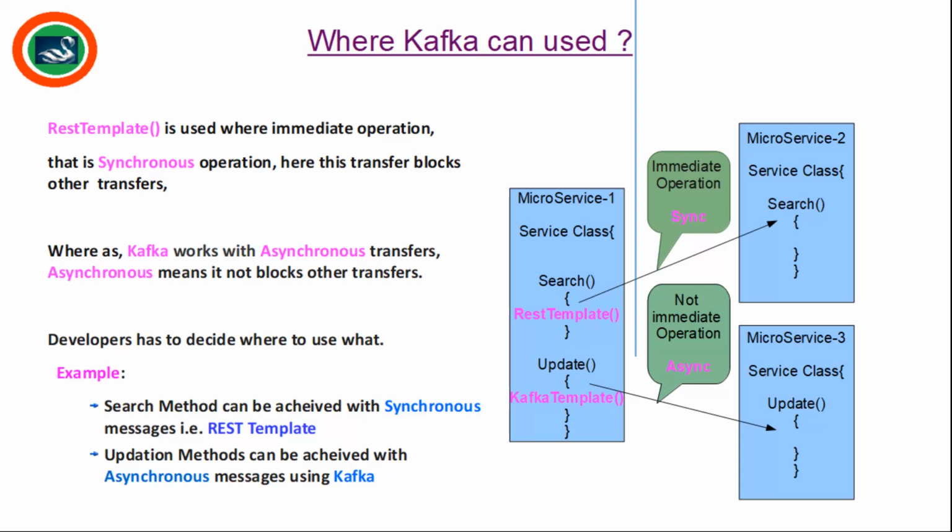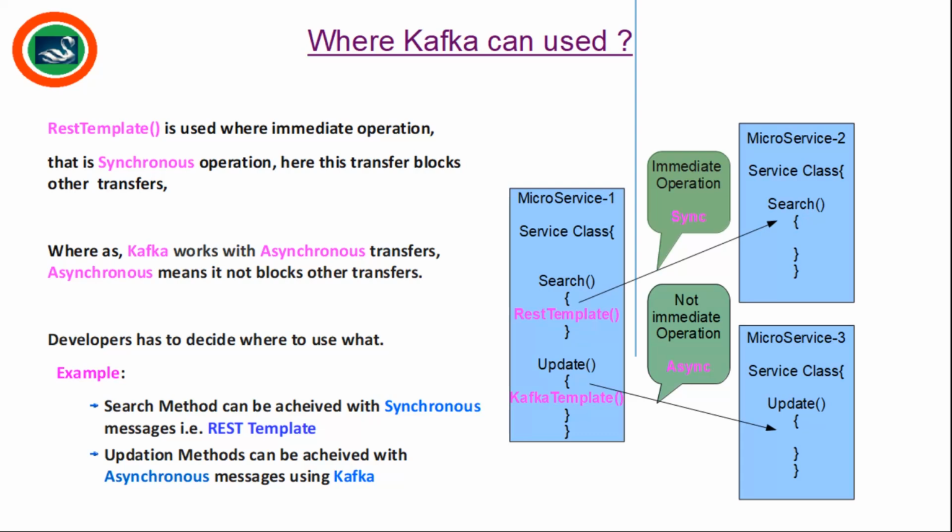Previously, we used REST template. REST template is used where immediate operations are required. That means it is a synchronous operation, which means this transfer blocks the other transfers. Whereas Kafka is for asynchronous transfers. Kafka is used for better operations, like multiple operations we can work with in parallel. So asynchronous means it does not block the other transfers.